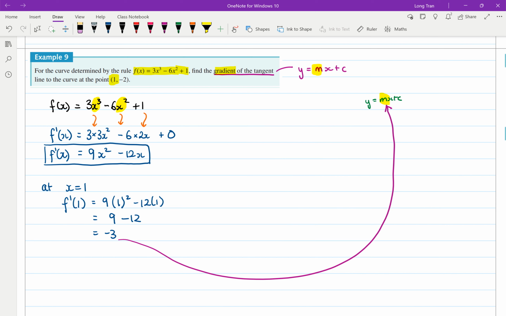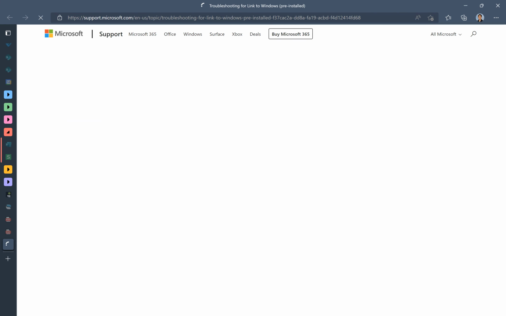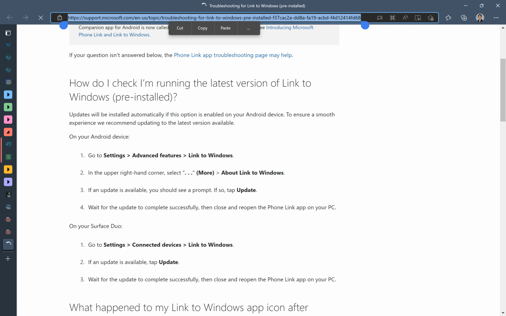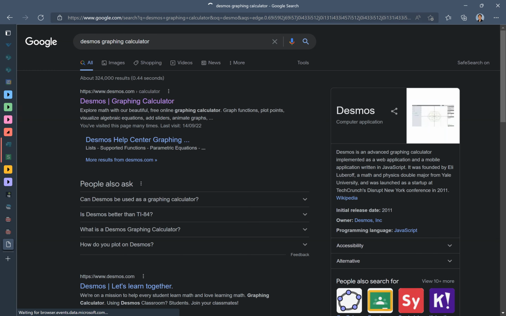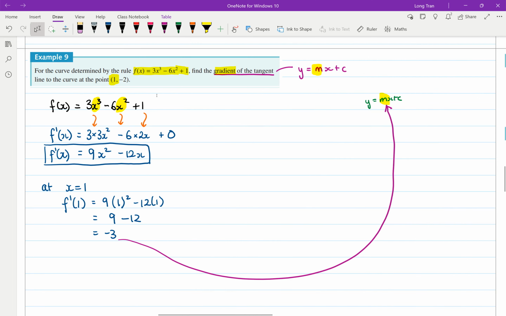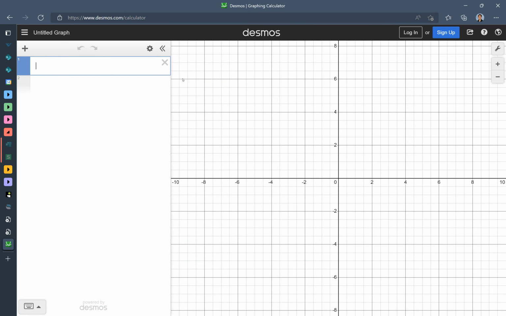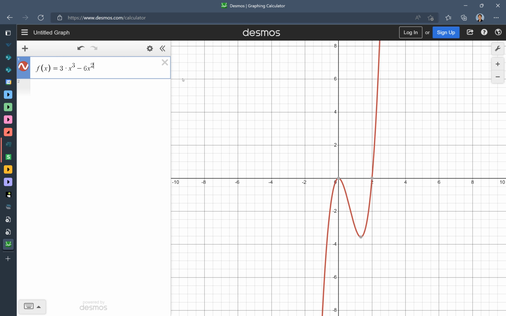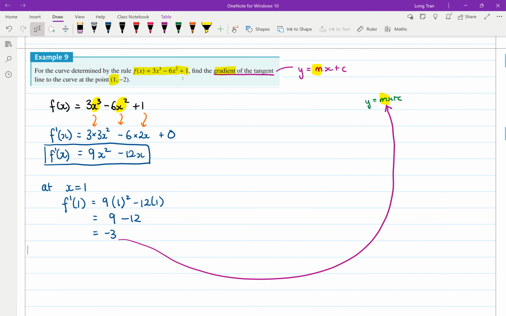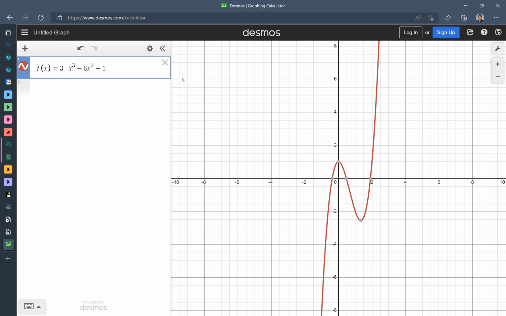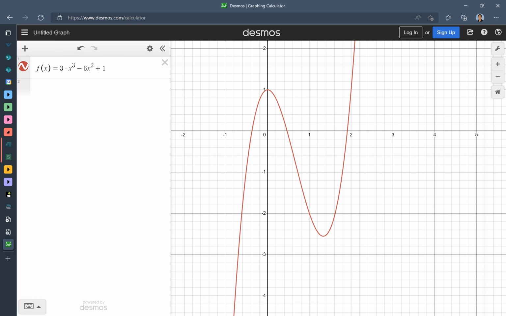Let's go Desmos, graphing calculator. Here we go. Let's actually look at what it looks like here. So our equation is f of x equals 3x cubed minus 6x squared plus 1. I think that's what it was. Yep. Okay, so this is my graph, right? And they're saying this is the point 1, negative 2. So that's where it is.